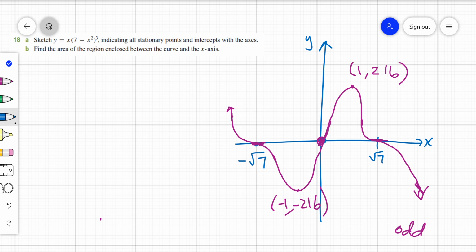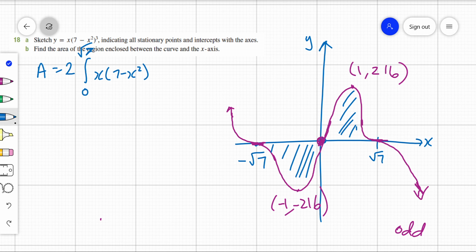And then it says find the area enclosed between the curve and the x-axis. So you can see this is and this, which we know those areas will be the same, but if I just find the integral between negative root 7 and root 7, I will get 0 because they'll cancel each other out. So I do want area, I don't want just the integral. So I'm going to do 2 lots of the integral from 0 to root 7 of this function here instead.